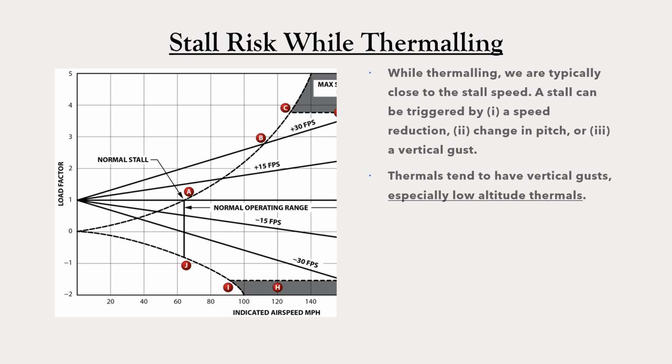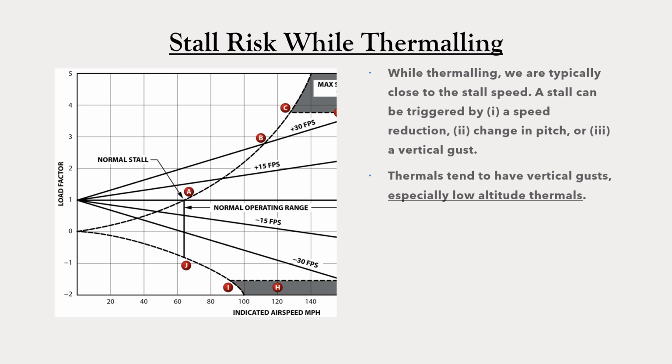A nice thermal usually doesn't have a really rapid change in vertical speed over a short distance. They're not always nice. Sometimes at the edges there can be a lot of little rotors, and it's particularly true with low altitude thermals, which tend to be narrow with pretty high vertical speeds in the center. They are the most likely to have vertical gusts in them, larger magnitude vertical gusts.